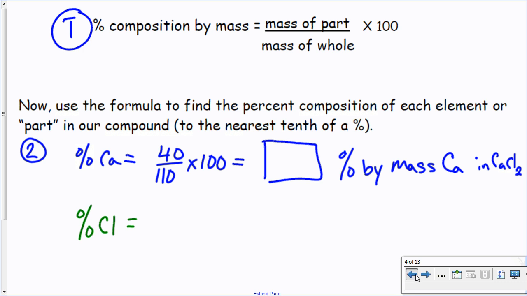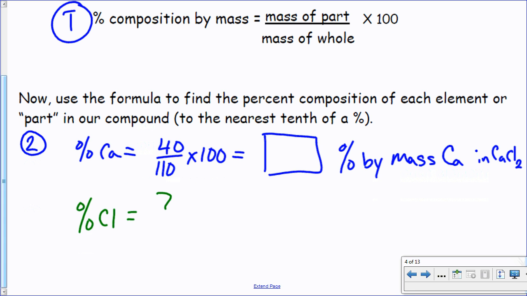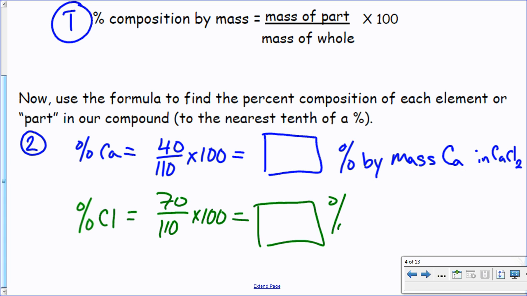you take the other part that was due to the chlorine, which was 70. 70 divided by 110 and multiply by 100 to get an answer that's percent by mass Cl in CaCl2. If you want to check, you should add both of these up and your percentages should add to be 100, because that's how percentages work.